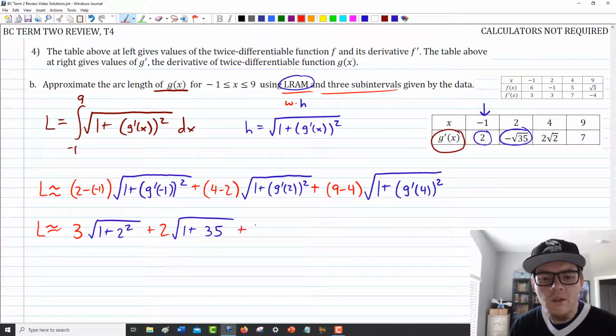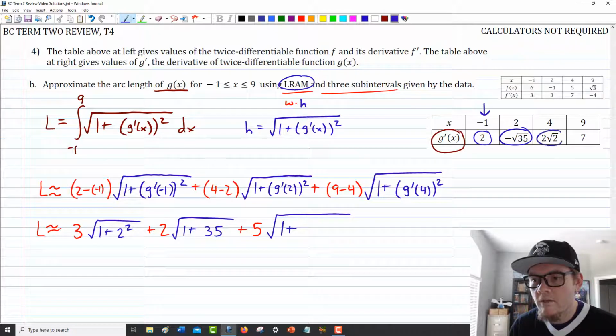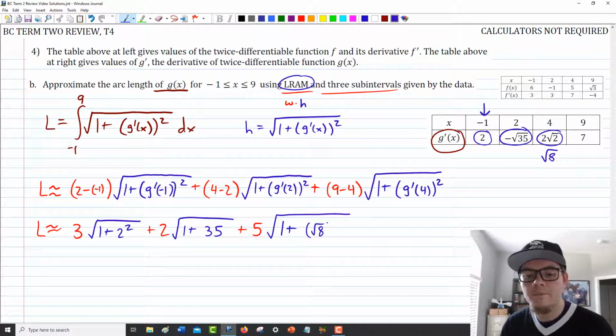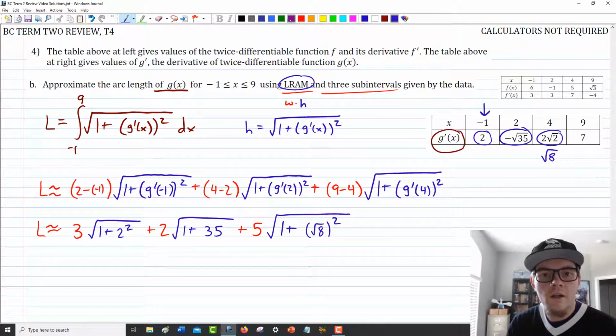And last but not least, we're going to have 5 times the square root of 1 plus g prime of 4, which is right here. By the way, that is the same thing as root 8. So this is going to be 1 plus 8. Doesn't have to be squared because it's really root 8 squared. I should probably just write that. So there is our expression.